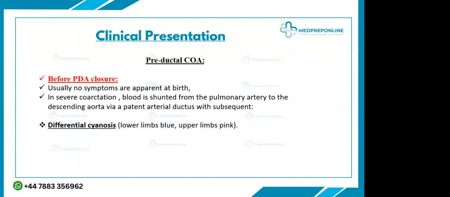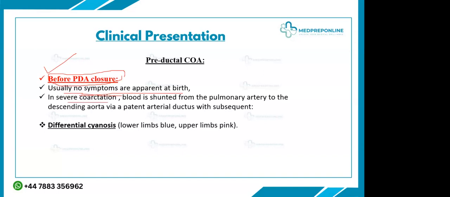Usually before the PDA closes, as after birth the PDA takes a few hours to 1 to 2 days for closure, depending upon the conditions and circumstances and the developmental and gestational age of the baby. So usually no symptoms are apparent at birth before the PDA closes. Just remember that the PDA has not been closed up till now. There are usually no symptoms at birth.